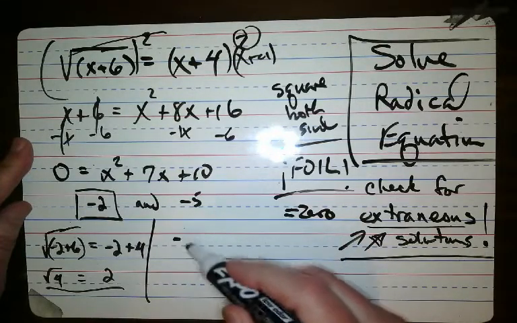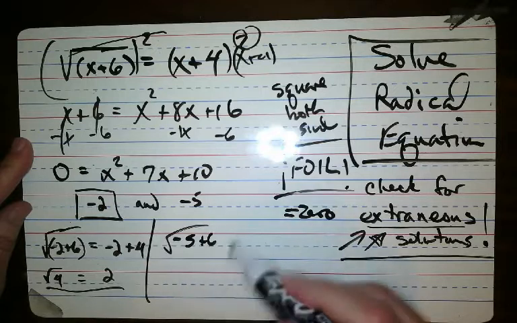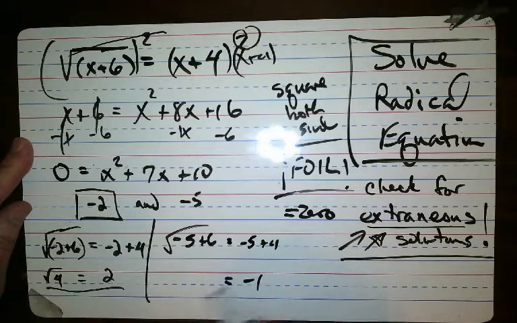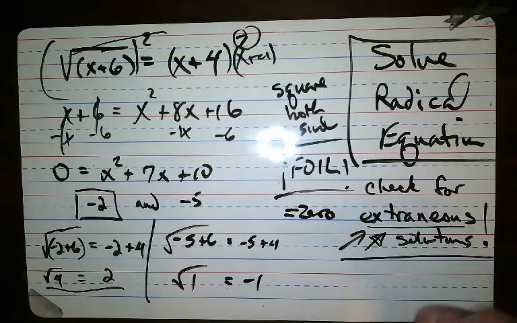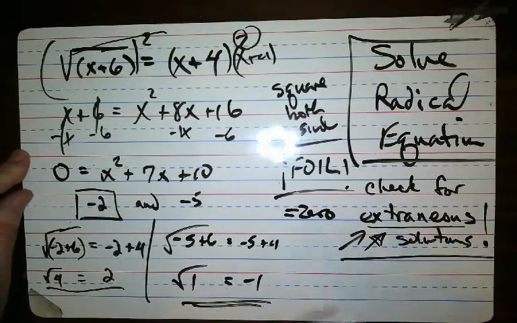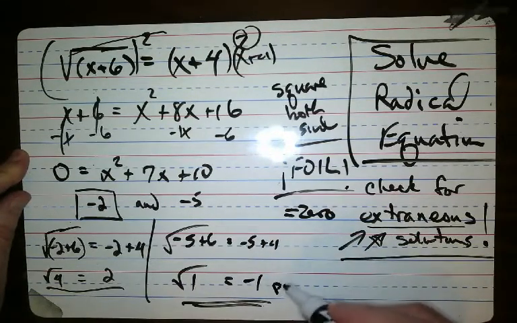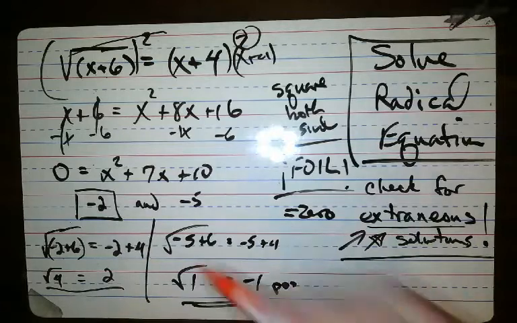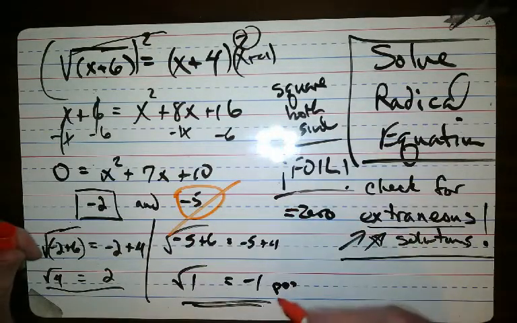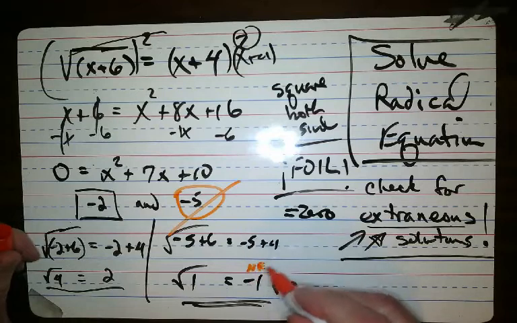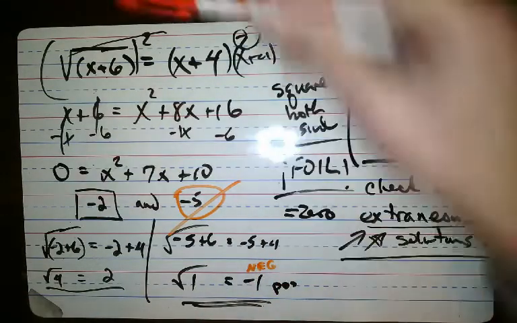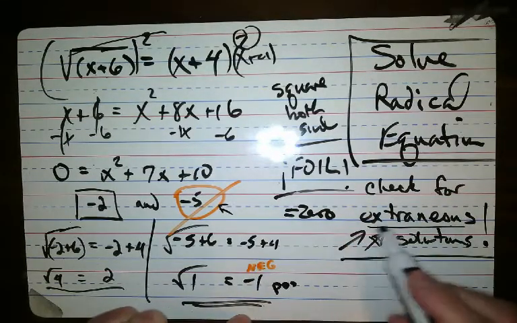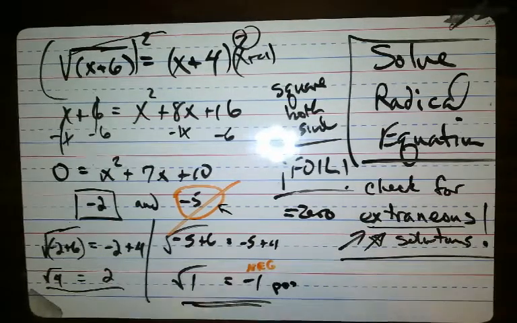What if we did negative 5 plus 6 equals negative 5 plus 4? Negative 1. Okay, so this one does not work. This is not true. This has to equal a positive number over here. If it was positive, it would be true. Since it's negative, this does not work. And the reason why is this negative right there. So be careful and you'll be okay. We found an extraneous solution. So this guy does not work. That means it's extraneous.